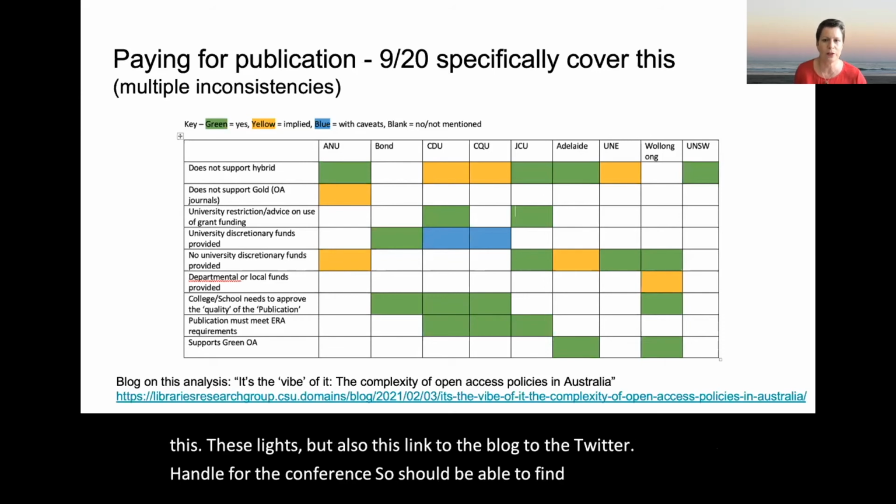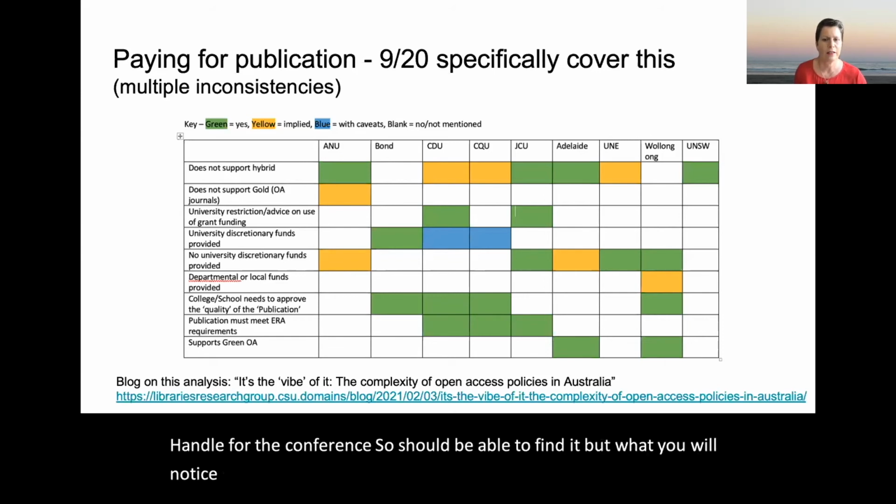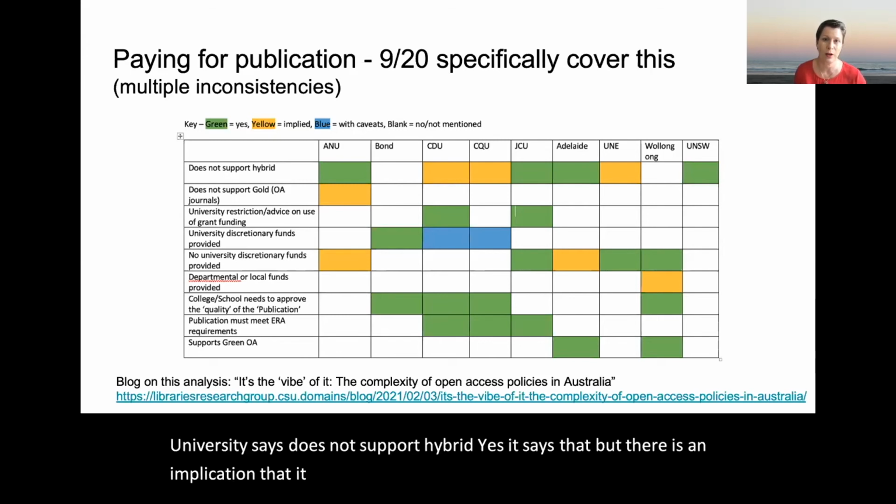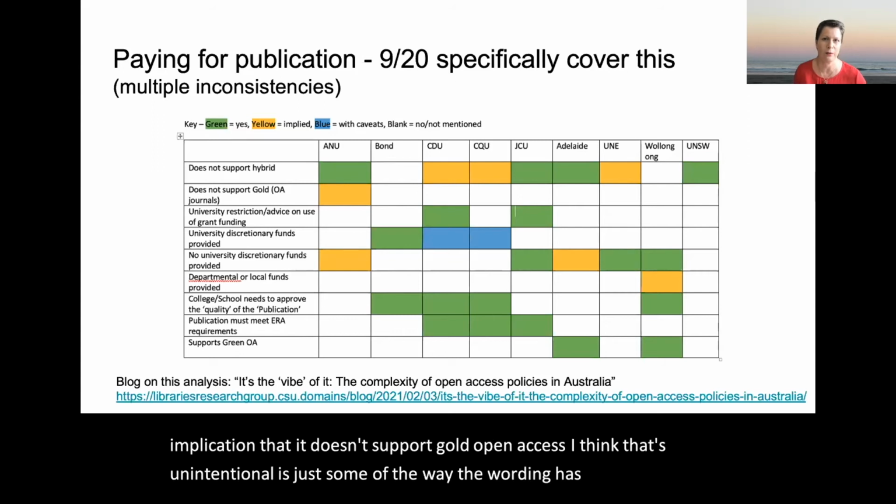But what you will notice is that there are some inconsistencies. So Australian National University does not support hybrid. Yes, it says that, but there is an implication that it doesn't support gold open access. I think that's unintentional. It's just some of the way the wording has occurred. So it comes back to this question of language.